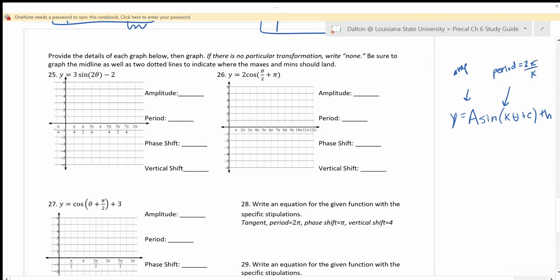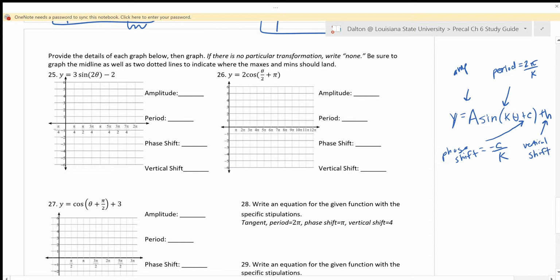Okay, C, similarly to the period, C is not the phase shift. However, it helps us with the phase shift because the phase shift is found by doing negative C over K. And then plus H, that is your vertical shift as is. Okay, so let's find this information first.